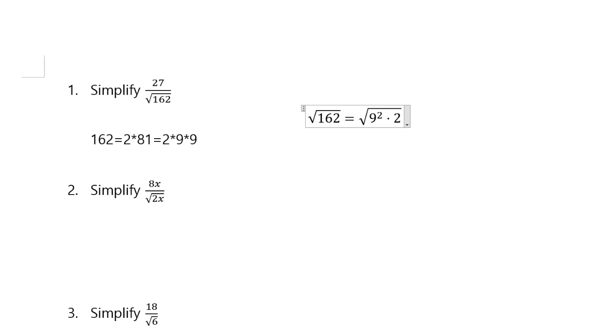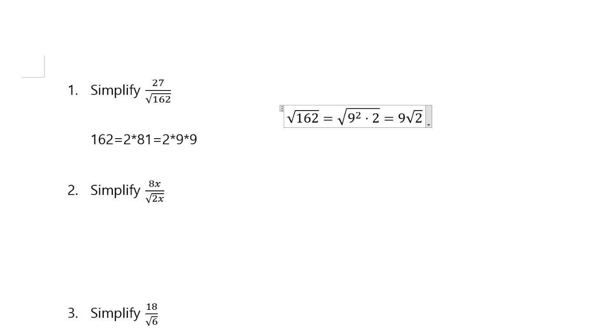And you have a square number inside the square root that can come outside. So here's what I'm saying. You have 9 squared times 2 inside the square root, and that 9 squared, that 81, can come outside as a 9, and then the square root of 2 still stays in there.